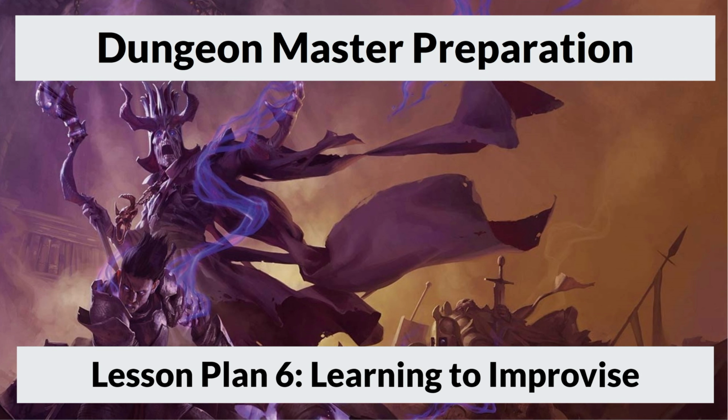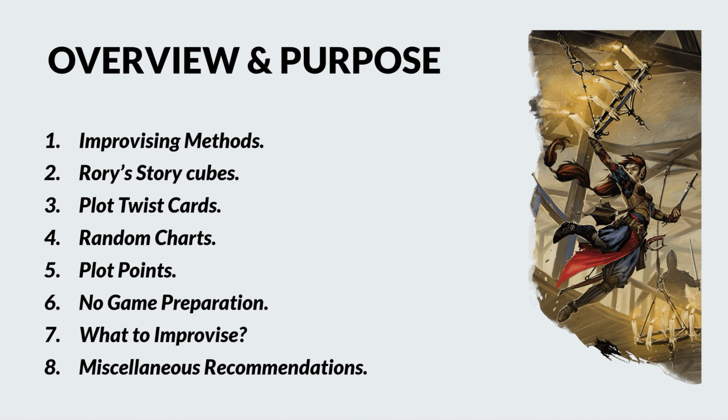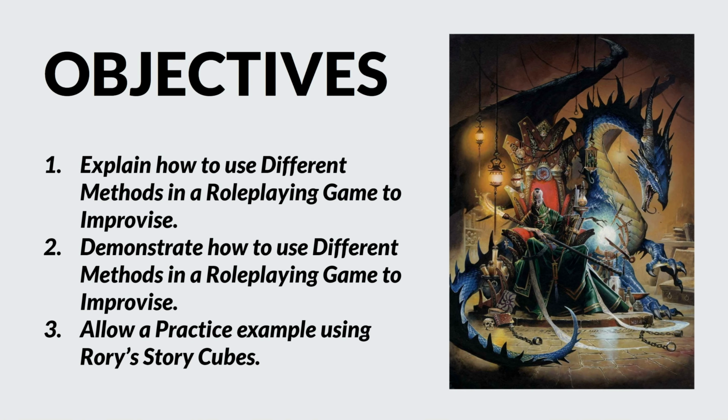Well, my overview is I'm going to talk about some improvising methods. I'm going to cover Rory's story cubes and how they can be used. Plot twist cards, if you're aware of them, great. If you aren't, I'll cover it. Random charts, and of course that sort of builds into your software random generators as well. Plot points, no game preparation, and what to improvise, and then there's some miscellaneous recommendations I give at the end of this. With everything that I do, I have some objectives. That is to explain everything, demonstrate as much as I possibly can, and allow you to practice, okay? Not necessarily with just Rory's story cubes, but with whatever I can find.